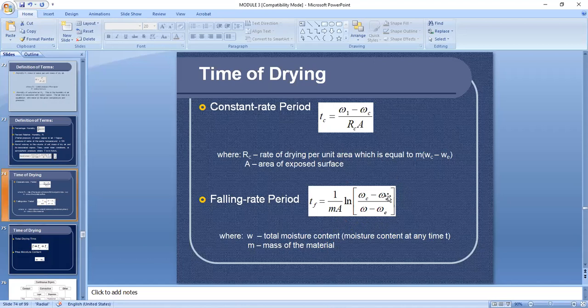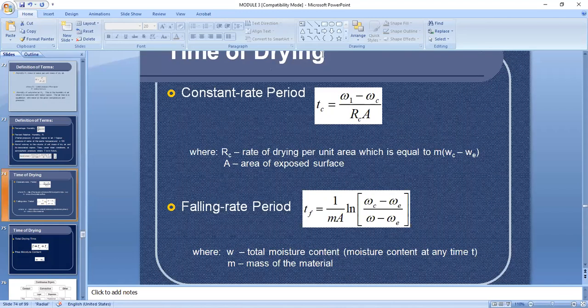Equilibrium moisture content, critical moisture content, and for the omega here, for the W, it's just the moisture content at the time, at the end of the drying time. That would be omega. This omega, by the way, or this W, is the total moisture content. So it's the same thing with the moisture content in here that you have here. And by the way, this equilibrium content should be given by the problem.